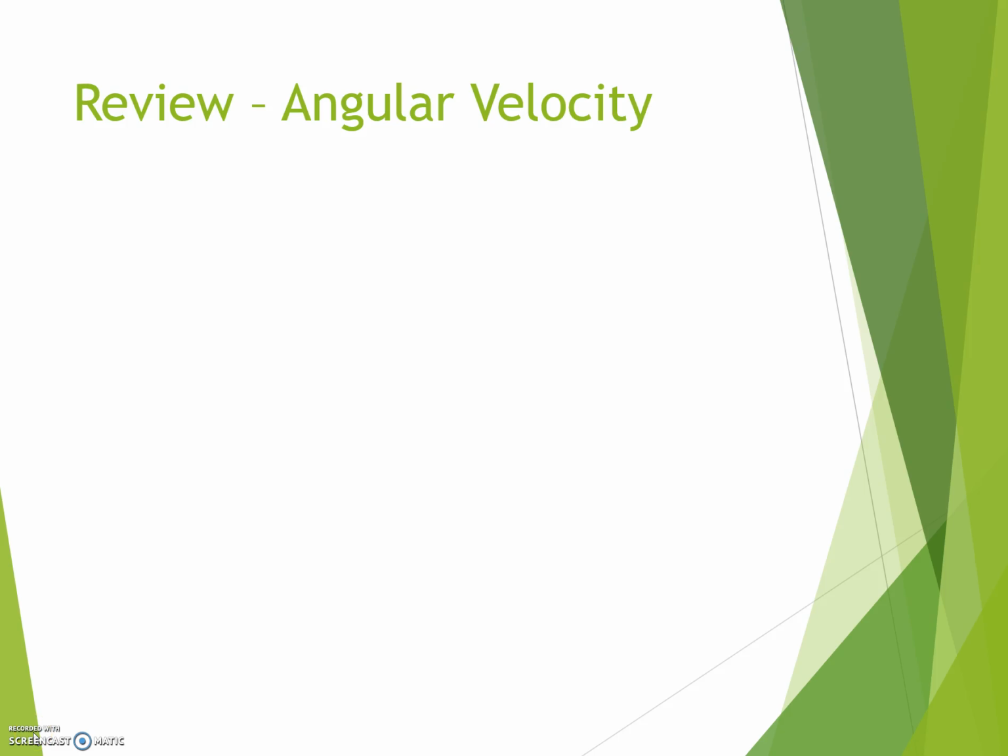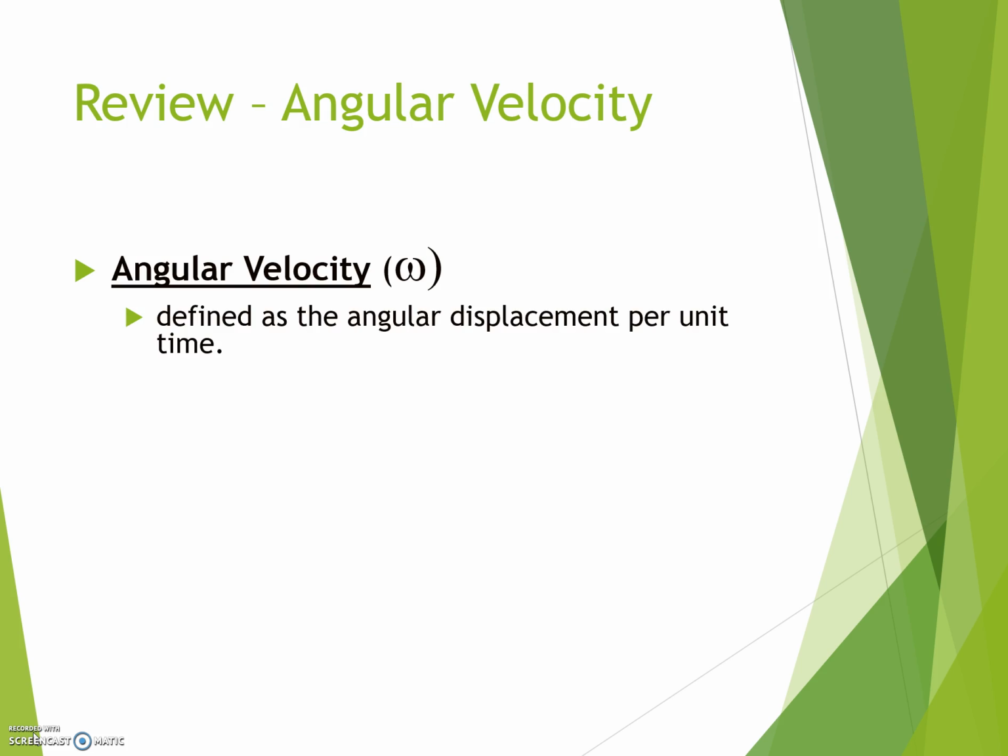Let's review a few terms before we move on. First, we want to review angular velocity. When we talk about angular velocity, our symbol will be a lowercase omega, which kind of looks like a W. And it's defined as the angular displacement per unit time. And the units for angular velocity are in terms of radians per second.